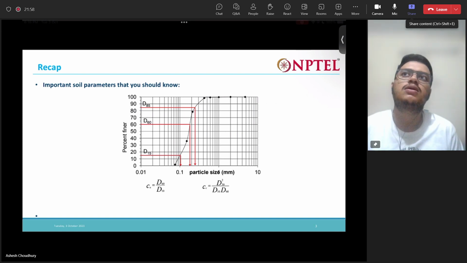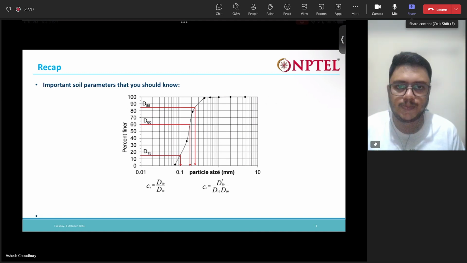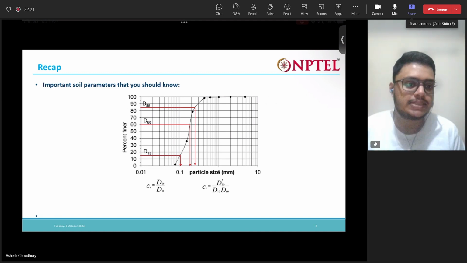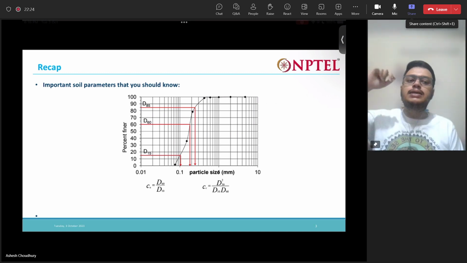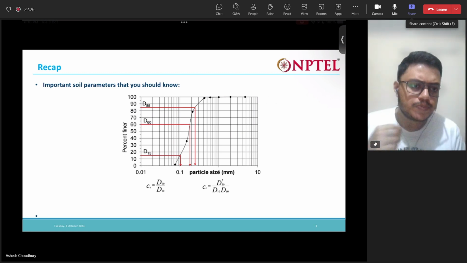First is your soil classification. What type of soil exists? There is clay, sand, or silty sand, whatever. What is the type of soil in which you are going to put the filter? That is the first thing you should know.